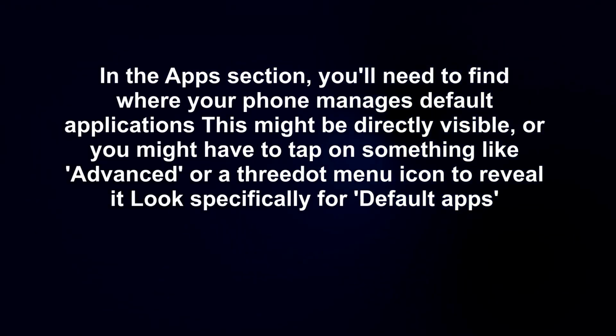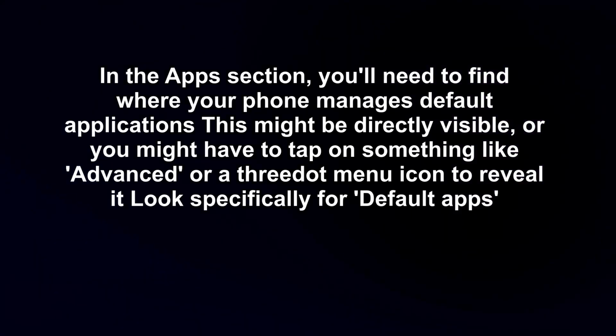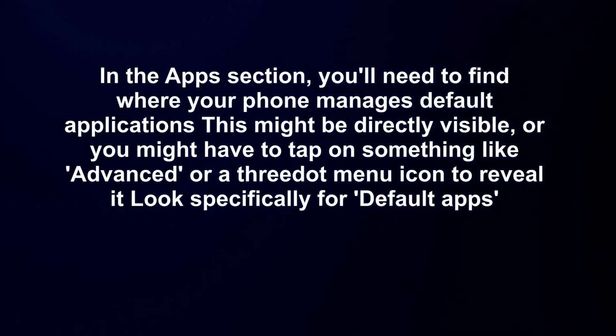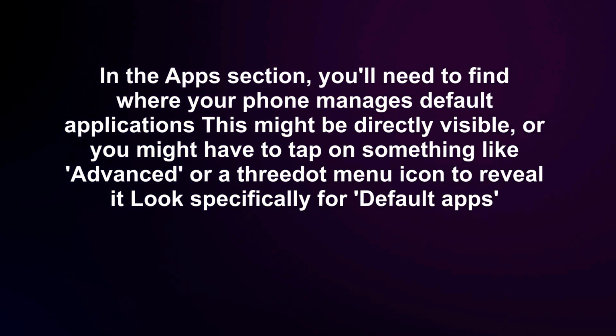In the Apps section, you'll need to find where your phone manages default applications. This might be directly visible, or you might have to tap on something like Advanced or a 3-dot menu icon to reveal it. Look specifically for default apps.